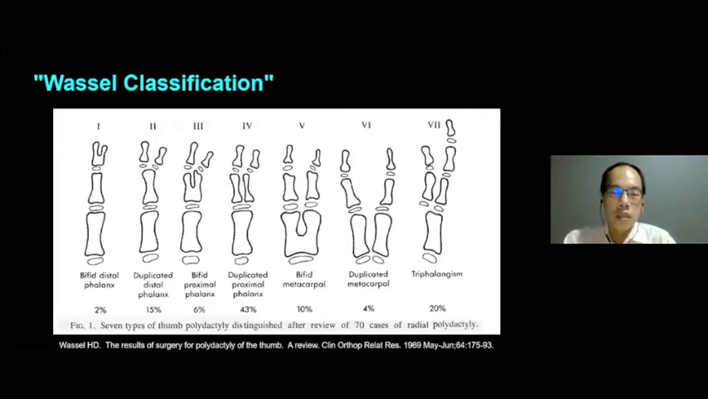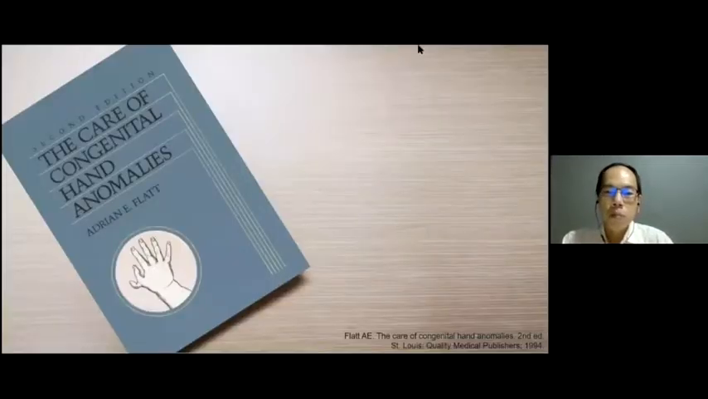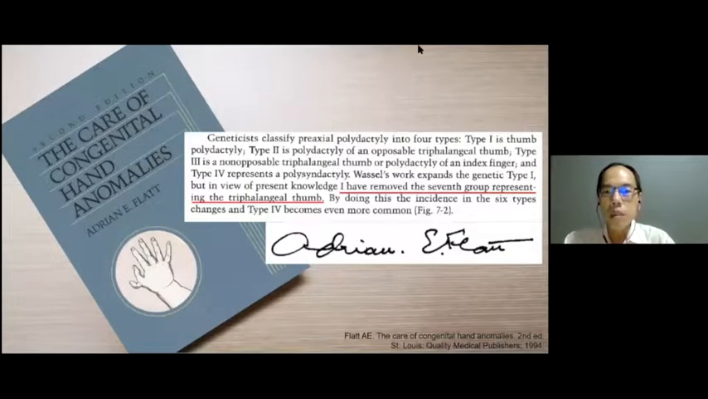After looking over 70 patients of Dr. Flatt, his mentor, Wassel published this 7-part classification in 1969, and he did not include Flatt's name in his paper. Flatt later on made a significant comment on Wassel's classification in the 2nd edition of his book, The Care of Congenital Hand Anomalies. He said, "I have removed the 7th group representing the triphalangeal thumb."